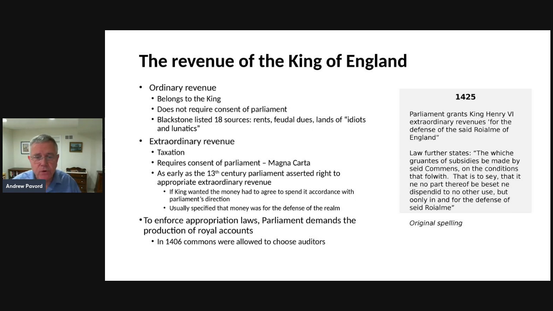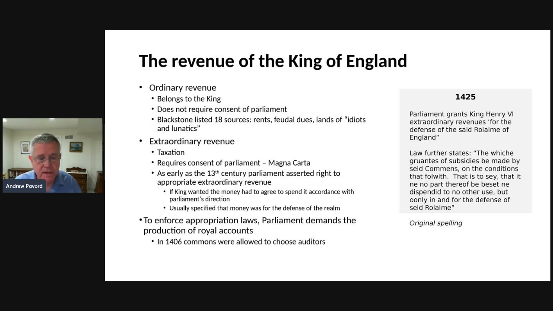But then the law further stated, which guarantees of subsidies be made by said commons on conditions forthwith. That is to say, that is no part of it may be used for any other use, but only in and for the defense of said realm. And of course, there's the original spelling, and I didn't probably say it right, but you get the gist of it. So then Parliament took the next step in the 1400s.